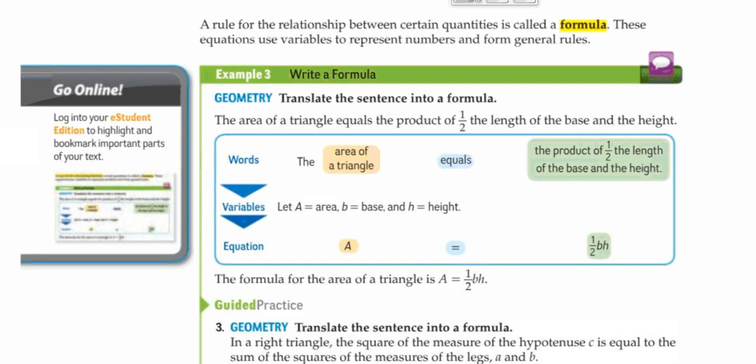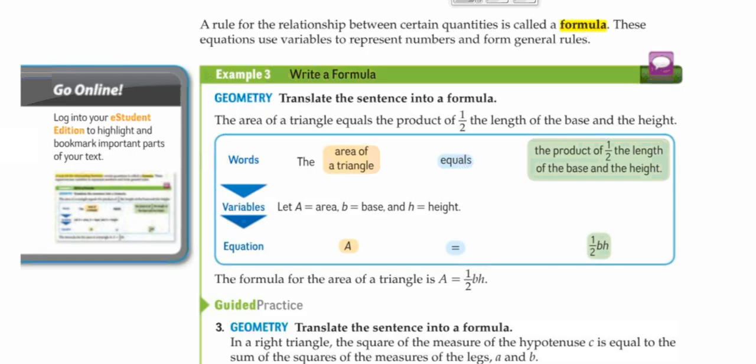So in number 3, we have a geometry problem. It says translate a sentence into a formula. Here's one. Probably heard this formula before. The area of a triangle equals the product of 1/2 the length of the base and the height. Well, here are the words, the area of a triangle. So are we going to define capital A for our area of the triangle? And let B equal the base of the triangle, and H is going to represent the height of the triangle.